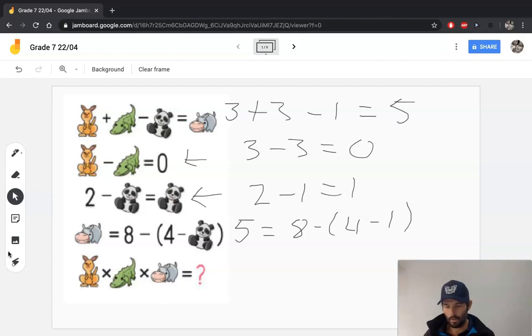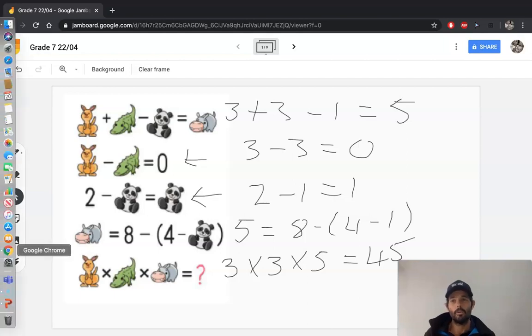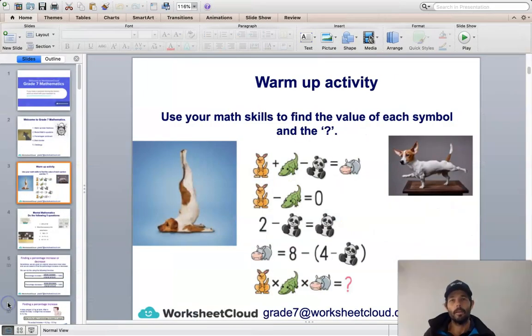And then right at the bottom of the page, we're going to have 3 multiplied by 3 multiplied by 5. Remember, you can do a multiplication sum in any order. You still get the same answer. You can go 3 times 3 is 9, 9 times 5 is 45. Or you could go 3 times 5 is 15, and 15 times 3 is also 45. So there's the solution for today's warm-up. I hope you work through it properly and get benefit from it.